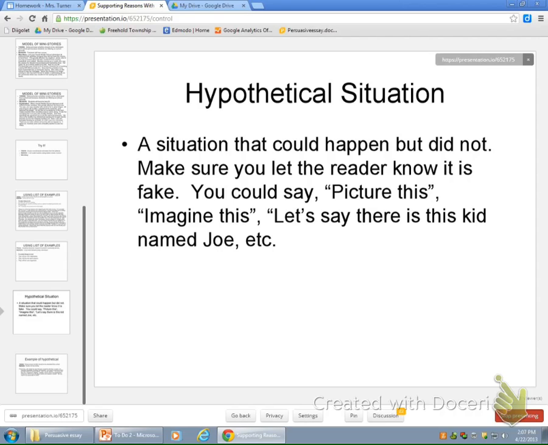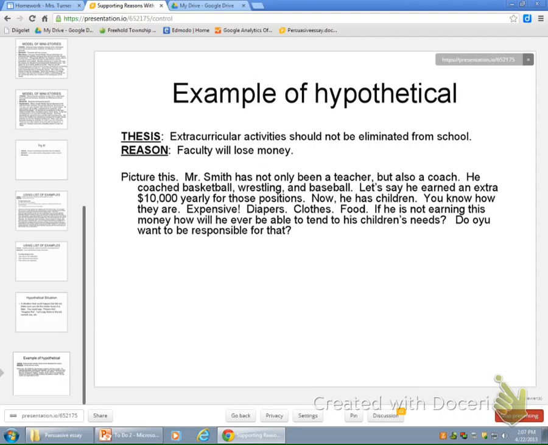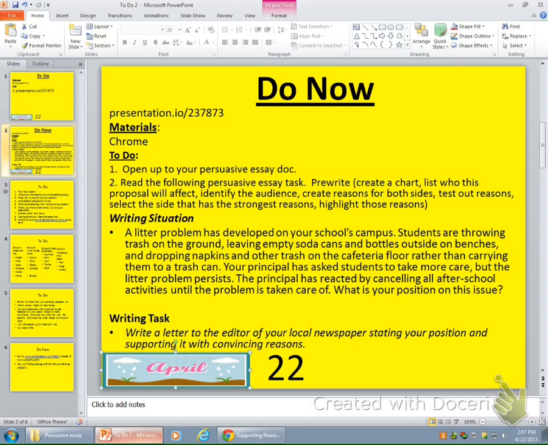So now go ahead and read this example to yourself. All right. So what you're going to do now is go back to what you did in the beginning of the class. Go to that document, which should still be open, and look at your reasons, whether you were for or against this situation. I want you to pick one of your reasons that you're going to develop into a well thought out body paragraph.